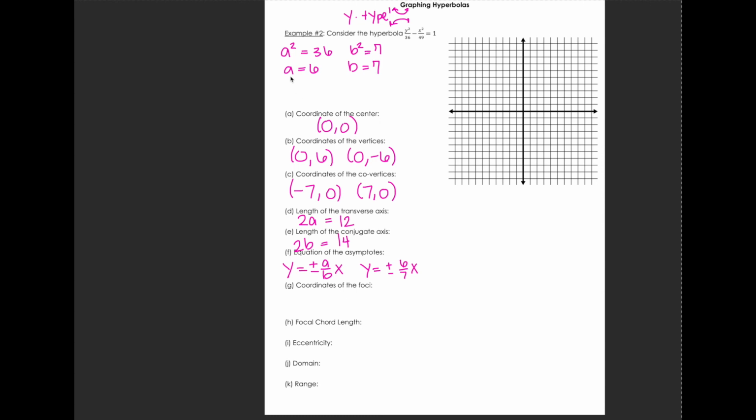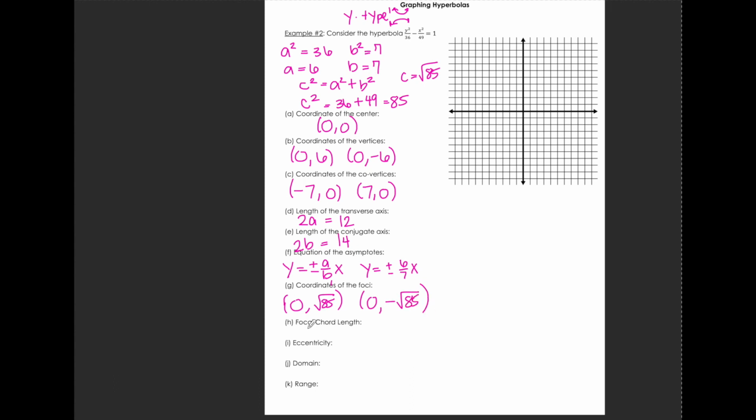And I know that c squared is equal to a squared plus b squared. So I get c squared is 36 plus 49. So c squared is 85, which means that c is the square root of 85. My foci, since this is a y-type, are c units above and below the center. So my foci are going to be 0, positive rad 85, and 0, negative rad 85.